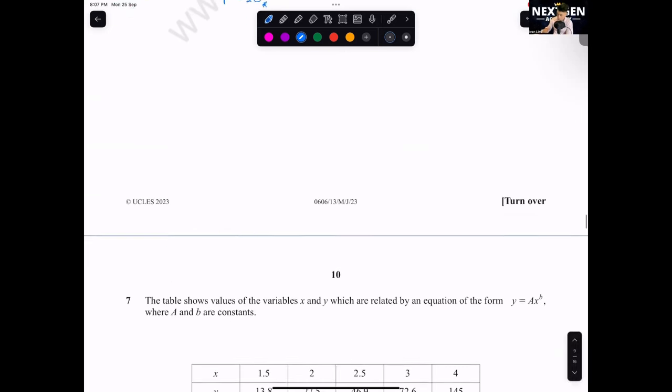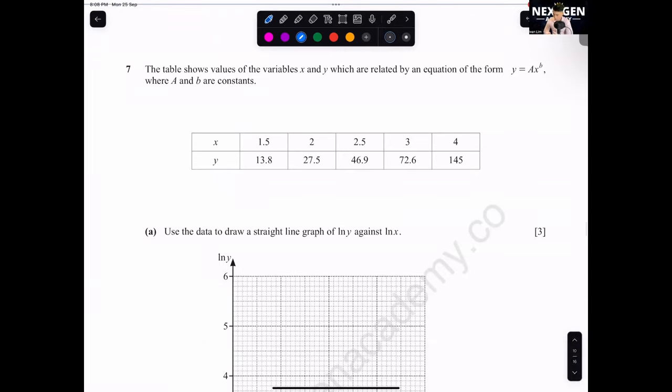Next one, question 7. We have an equation y equals a x to the power of b. They give us a table of values. Use the data to draw a straight line of ln y against ln x. Go and calculate your table of values. One thing you'll see over here: graph type questions, when sketching a straight line graph, seldom come up, but what I observed is that it has been coming up.